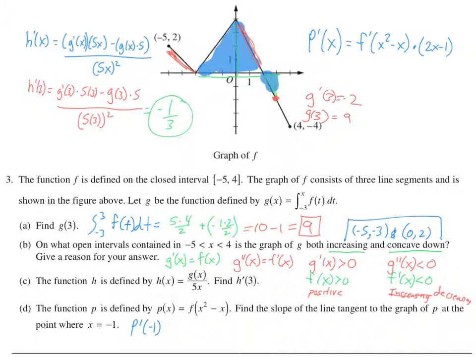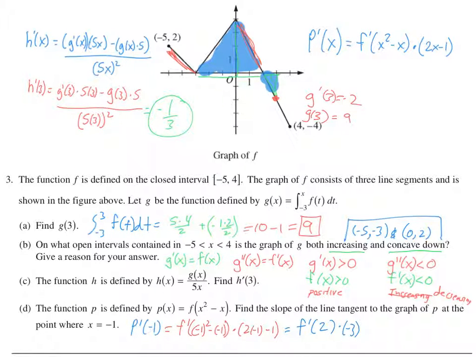Now here, how do you find p prime negative 1? Well, can you just put negative 1 into all those x's? So I'm going to do it down here. This is just going to be f prime, well, that'd be negative 1 squared minus a negative 1, times 2 times negative 1 minus 1. And if you do the math, what do we get inside of f prime? Is that a 2? F prime 2. And what's the other number going to get? Isn't that going to be negative 3?